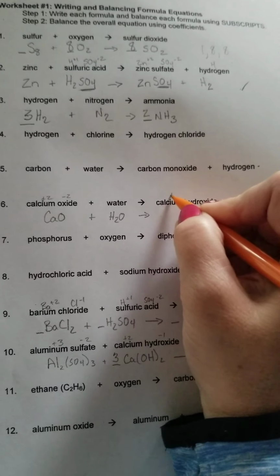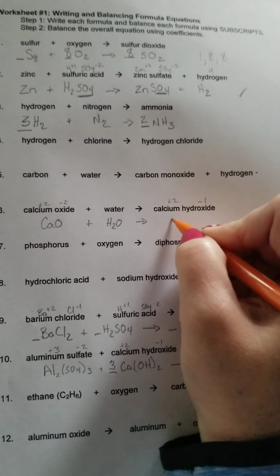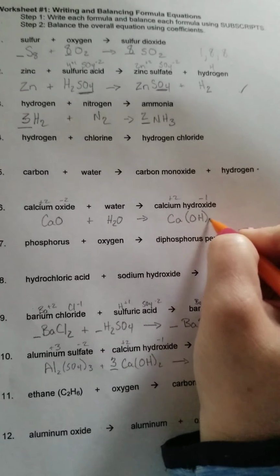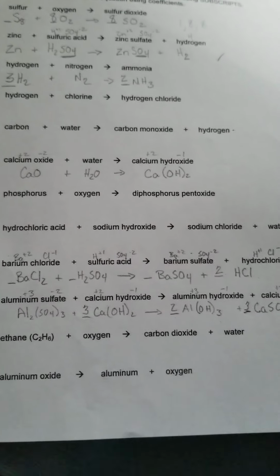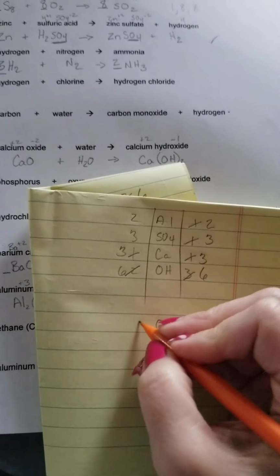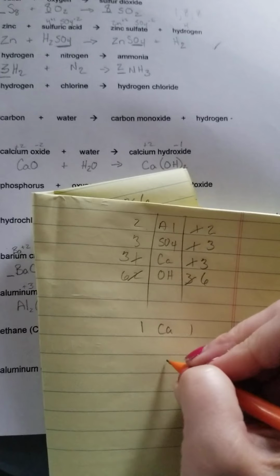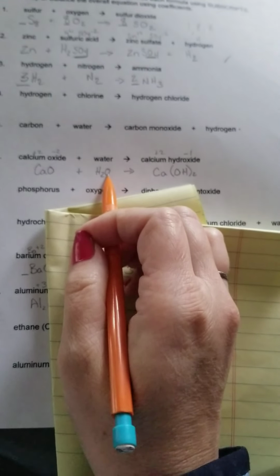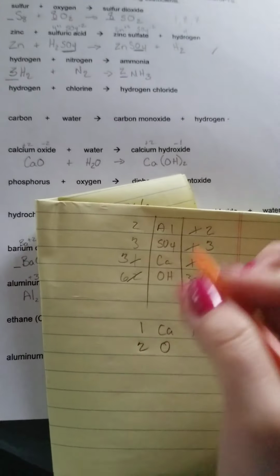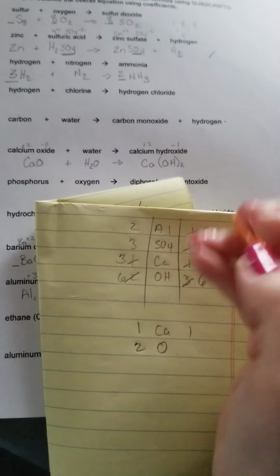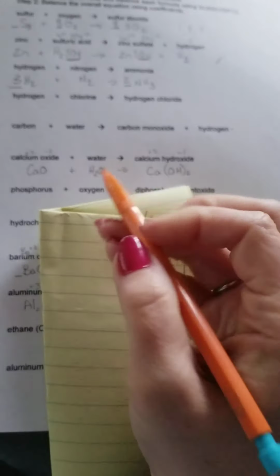So calcium is plus 2. Hydroxide is minus 1. That gives us Ca(OH)2 for swap and drop. Okay. So if we take a look at this, we have calcium on both sides. I have 1 calcium on the left, 1 calcium on the right. I have oxygen on both sides. I have 1, 2 oxygens on the left. And over here on the right, I have 2 times my 1 oxygen gives me 2 oxygens on the right.